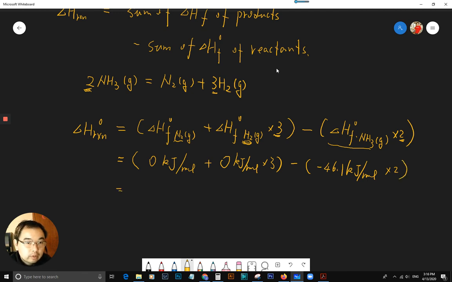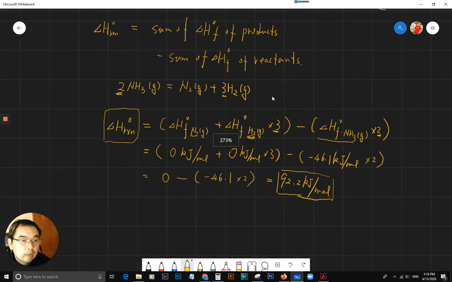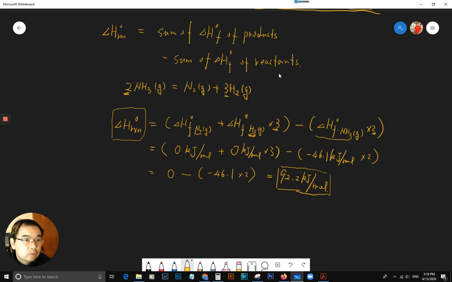So here that's going to be 0, and we minus the negative 46.1 times 2, and the answer is going to be 92.2 kilojoule per mole. So the standard enthalpy of this reaction is the same, 92.2 kilojoule per mole. This is the second part. I hope you got it right. I'm glad you watched it, and see you later.